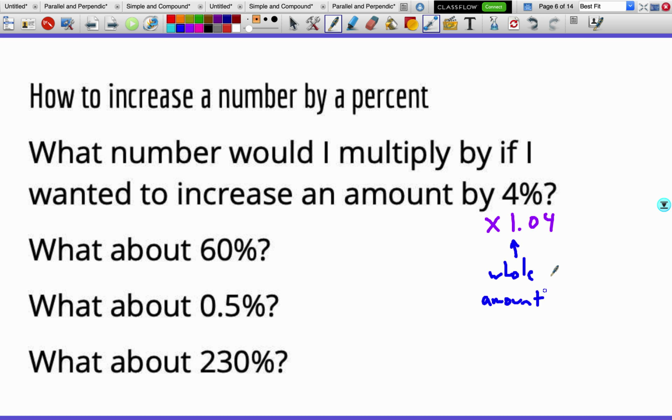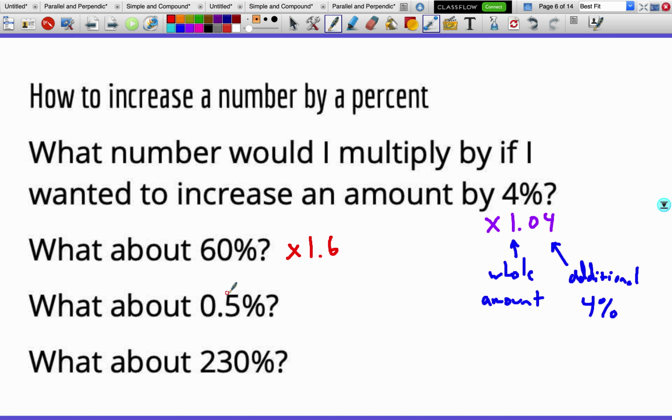You multiply anything by 1, it just returns that same number, plus an additional 4%. If you just multiply by 0.04, you would get just the increase, and then you would have to add it back in. By doing the 1.04, you get the full amount and the additional all in one step. All right, what if I want to increase something by 60%? I bet you can figure this out. You multiply by 1.6. That way you get your full amount plus an additional 60%.